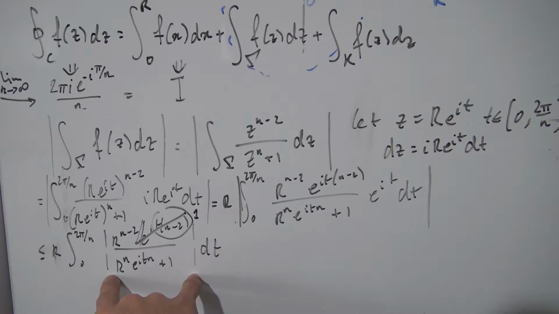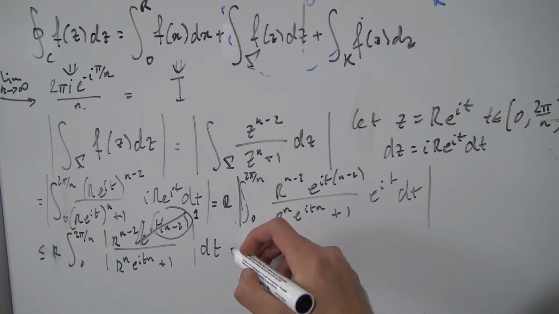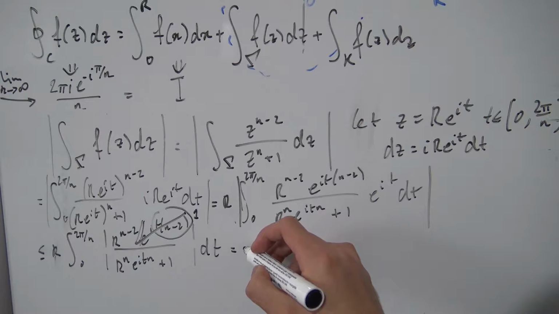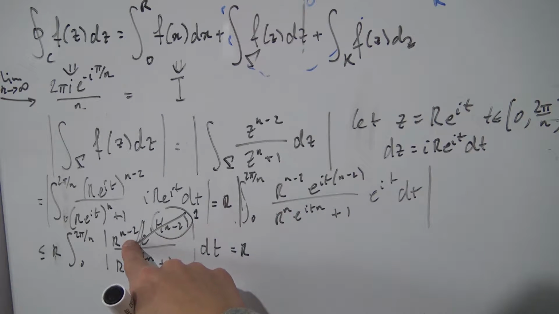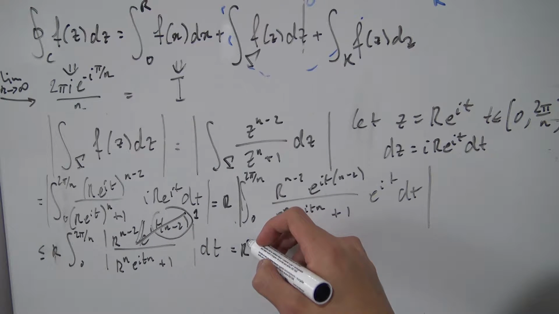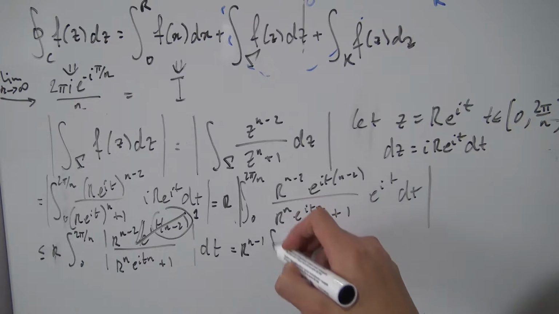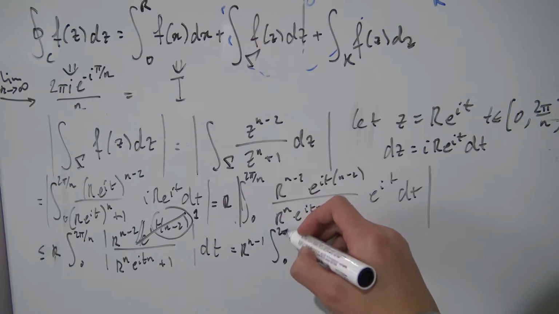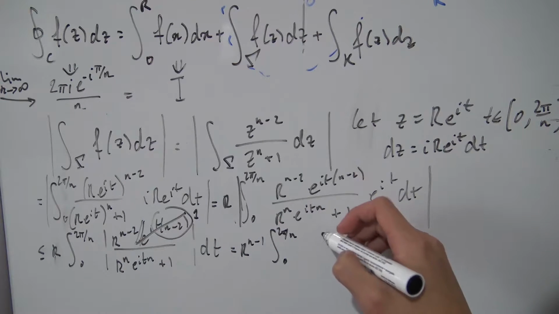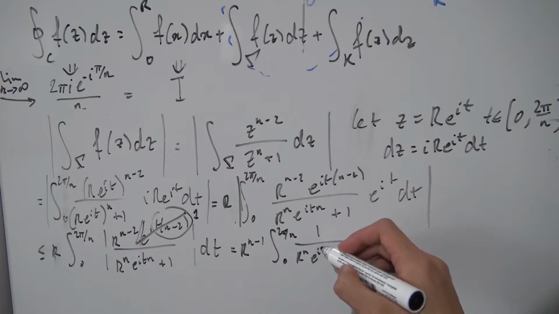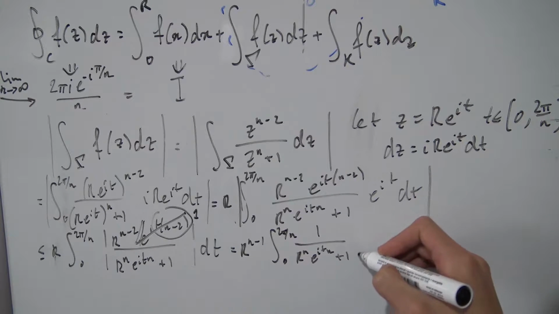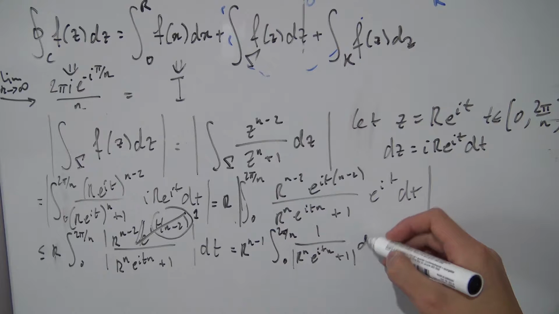And on the denominator right here, we'll deal with that later. So let's just write this out. This is going to be r to the n minus 1 now, so we're bringing this r to the n minus 2 out to the front. So we're going to have r to the n minus 1, integral from 0 to 2 pi over n, and then we're going to have 1 over the absolute value of r to the n, e to the i, t times n, plus 1, dt.